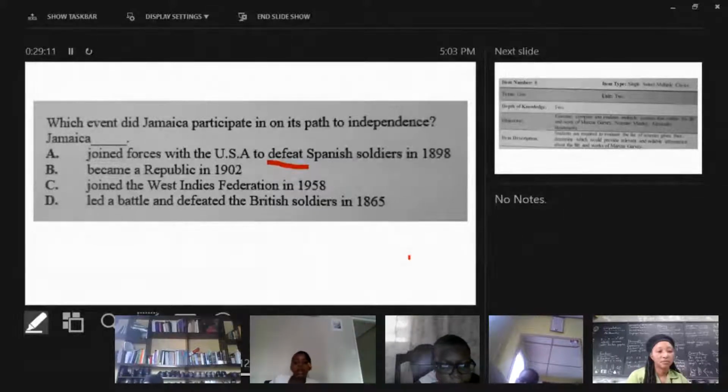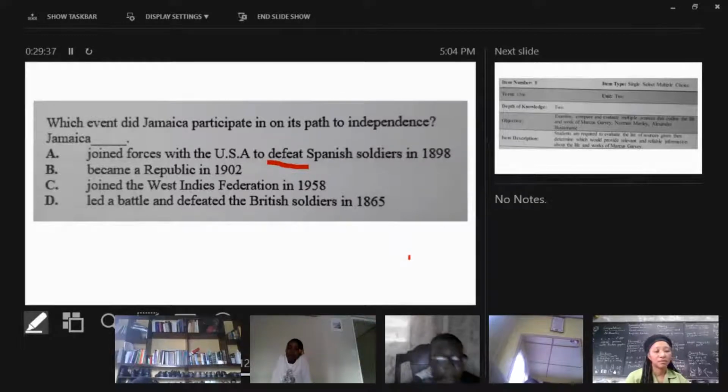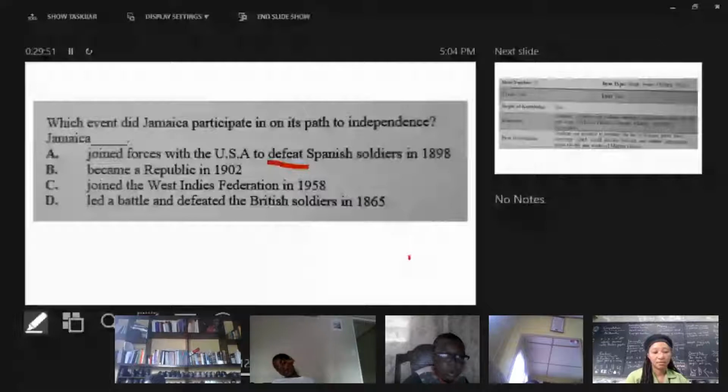Which event did Jamaica participate in on its path to independence? Jamaica, A. Joined forces with the USA to defeat Spanish soldiers in 1898. B. Became a republic in 1902. C. Joined the West Indies Federation in 1958. D. Led a battle and defeated the British soldiers in 1865.